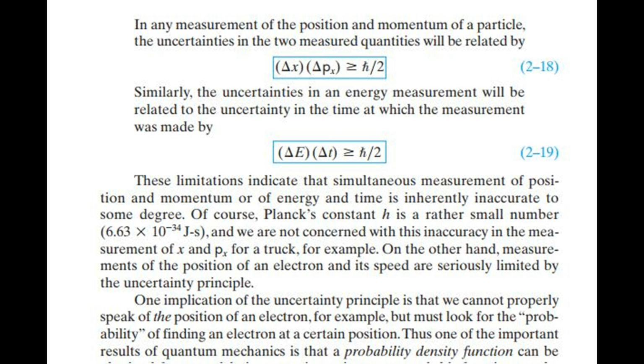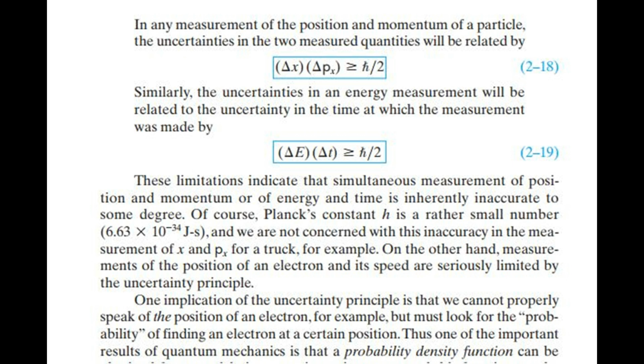Similarly, the uncertainties in an energy measurement will be related to the uncertainty in the time at which the measurement was made. These limitations indicate that simultaneous measurement of position and momentum, or of energy and time, is inherently inaccurate to some degree. Of course, Planck's constant h is a rather small number, 6.63 × 10^-34 J·s, and we are not concerned with this inaccuracy in the measurement of x and px for a truck, for example.